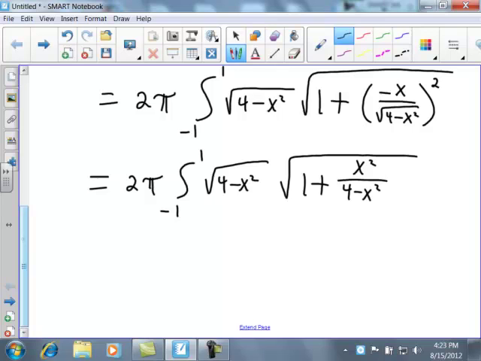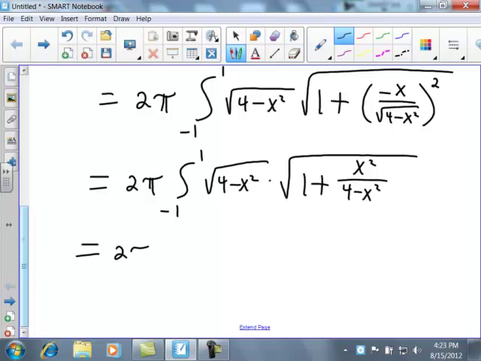Now, at first glance, that looks pretty ugly when you first look at that and try to figure out what you're going to do with it from this point on. The first thing you need to recognize is that both of those things are under the radical. So since they're multiplication, I can put those together as one radical.